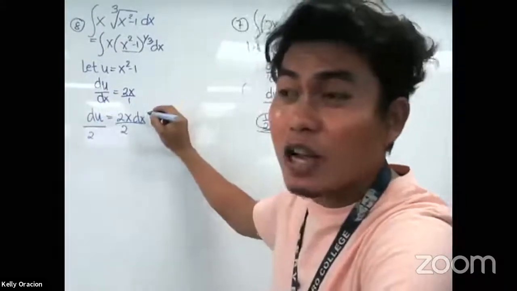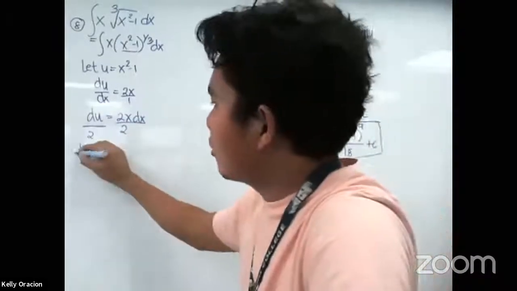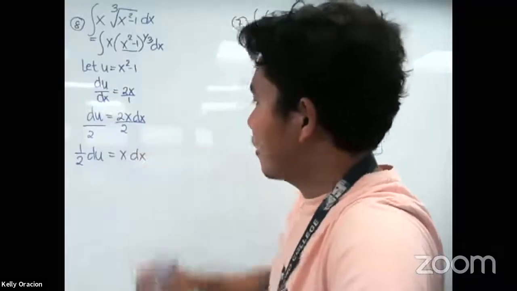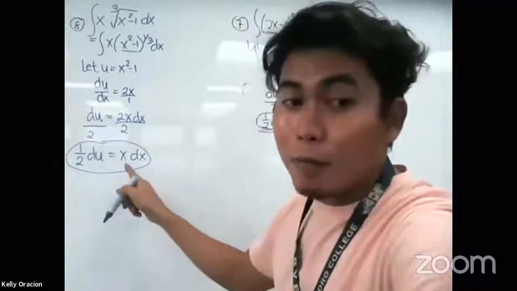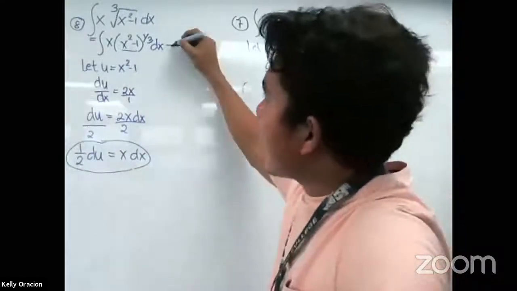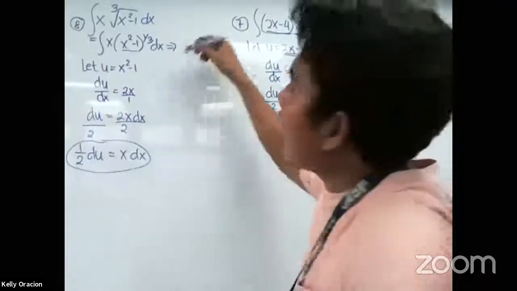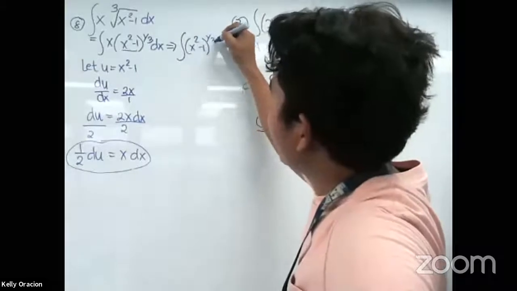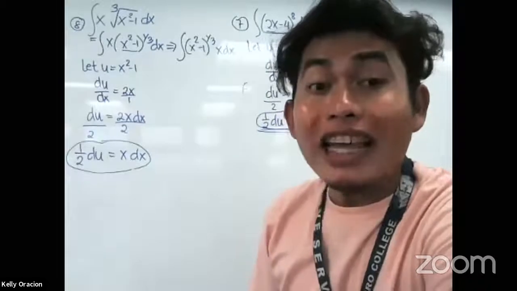Divide both sides by the constant. Actually, yun talaga ang ginadivide dito. Both sides. So that's 1/2 du equals x dx. Okay? May purpose siya later. Class, if you are going to rearrange, this is x squared minus 1 raised to 1/3 x dx. Okay? Kung i-rearrange mo.